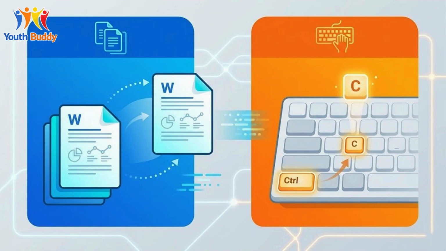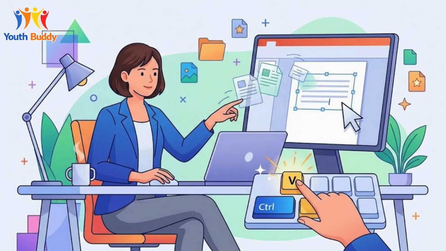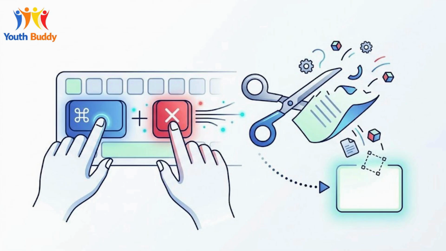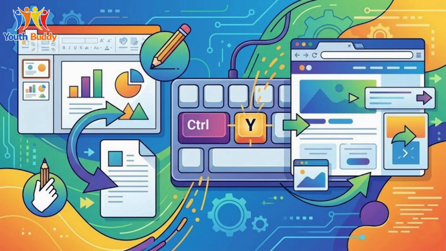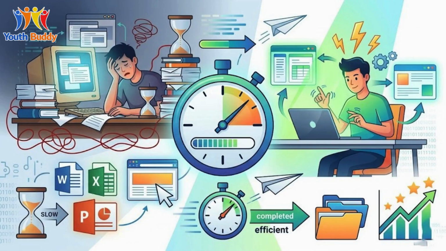Next, let's talk about editing shortcuts. Use Ctrl+C for copy. Use Ctrl+V for paste. Use Ctrl+X for cut. Use Ctrl+Z for undo mistakes. Use Ctrl+Y for redo. These alone can save you so much time during assignments or project work.